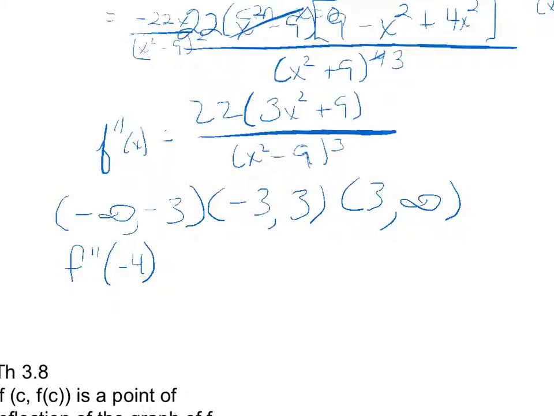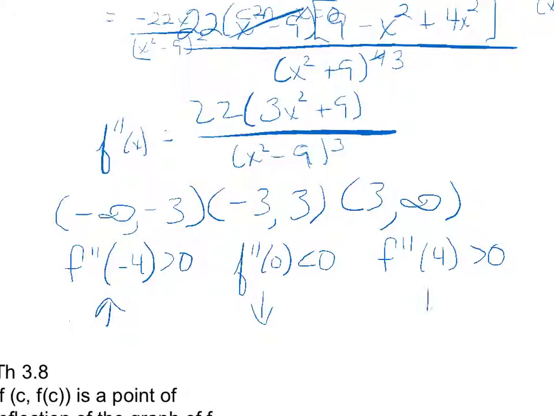Okay. All right? So if we plug in a negative 4, well, that's going to be positive, plus this numerator's positive. The denominator, 16 minus 9, that's going to be positive. So it's concave up or concave down? Up. All right, if we plug a 0 into the second derivative, well, the numerator's positive, but the denominator's going to be negative. So it's going to be concave down. Zero minus nine is negative nine, and it's cubed. Okay, and then again, if we plug in a positive 4, it's going to be positive, so it's concave up.